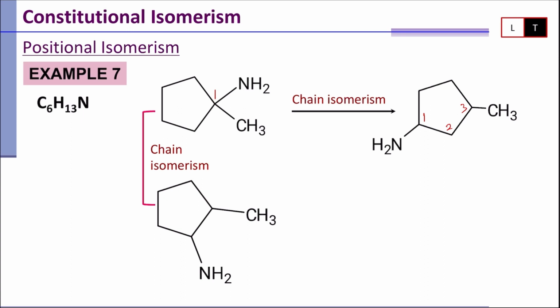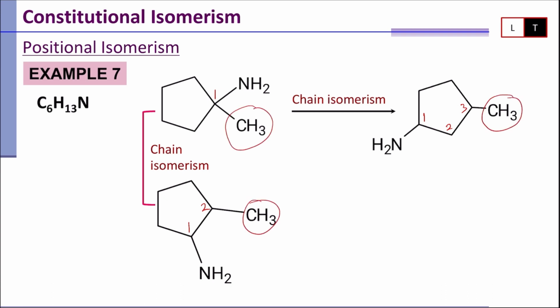After that, saya boleh juga ubah CH3 dekat carbon number 2. So, NH2, carbon number 1, CH3 dekat carbon number 2. So, this is also chain isomerism. So, chain isomerism yang saya tunjuk untuk ring ini adalah berubah tempat untuk methyl group, iaitu kita punya CH3 group.